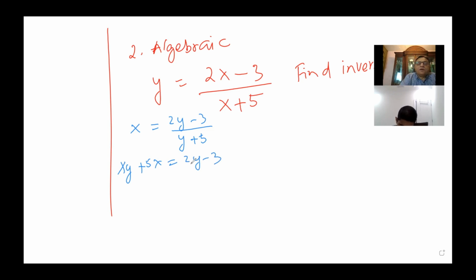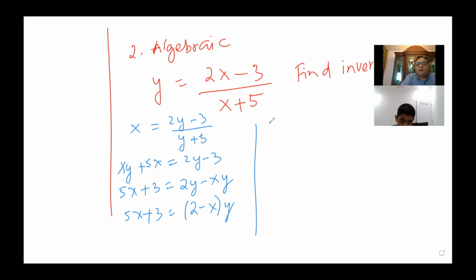And therefore, we will say, well, let's bring these things here. So we have 5x plus 3 equals 2y minus xy. Now, we have 5x plus 3 equals, y is common, right? So we have 2 minus x, y is common. And now from here, y can be isolated and written as 5x plus 3 divided by 2 minus x. Is that clear to you?